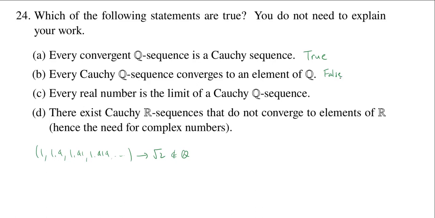But this is essentially how we're building the real numbers. So this is true. Okay, and then finally, D. There exist Cauchy sequences that do not converge to elements of R, hence the need for complex numbers. So this was something we had to address in class, which is no, in fact, because the real numbers are complete, that means when you look at the Cauchy sequences, you don't get anything new. They all converge again to things in R.